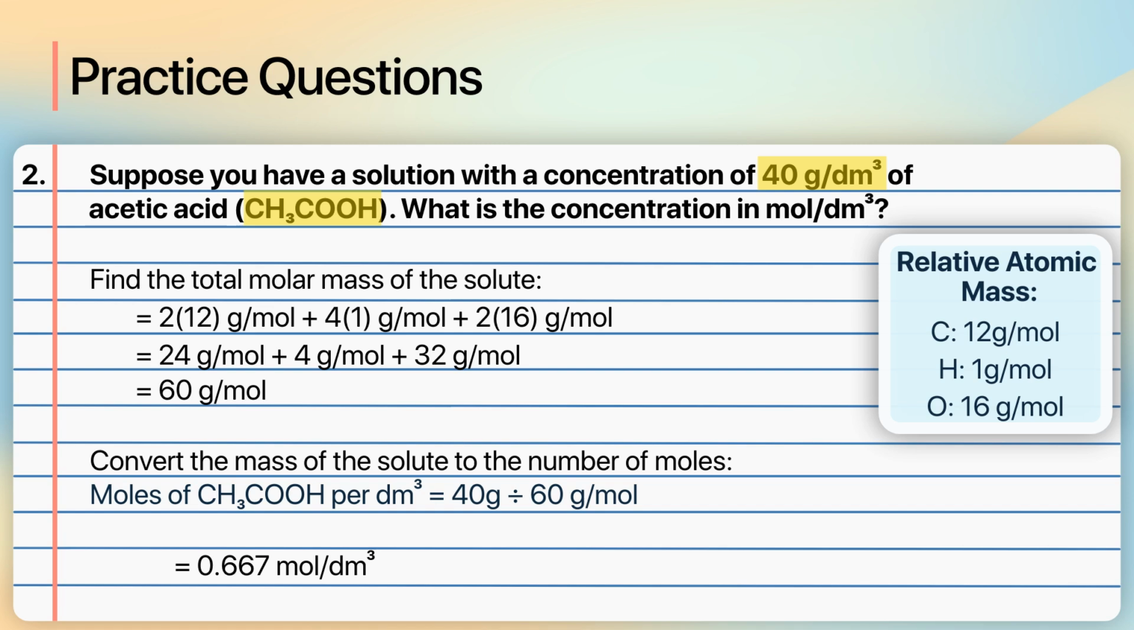So a solution with 40 grams per decimeter cubed of CH3COOH has a concentration of 0.667 moles per decimeter cubed. By working through these examples, you can see how to handle different types of questions involving the conversion of concentrations between grams per decimeter cubed and moles per decimeter cubed.